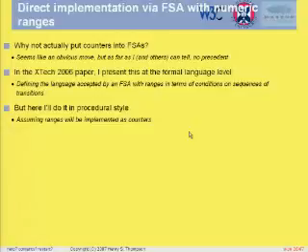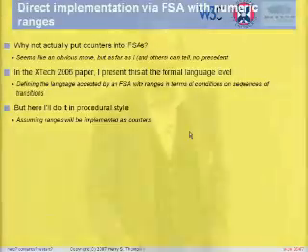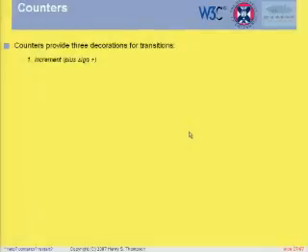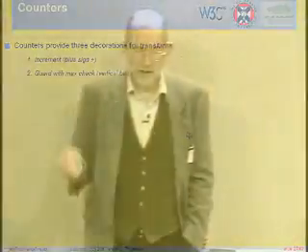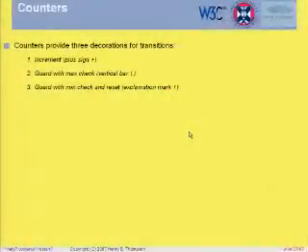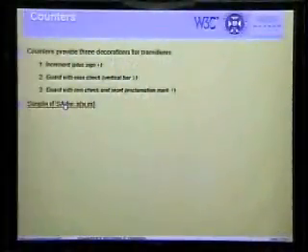So we assume that ranges are going to be implemented as counters. And in order to do this, we're going to decorate transitions with information about counters. So we're going to decorate transitions with a plus sign to mean increment a counter, with a max check guard indicated with a vertical bar, and a min check and reset guard indicated with an exclamation mark.